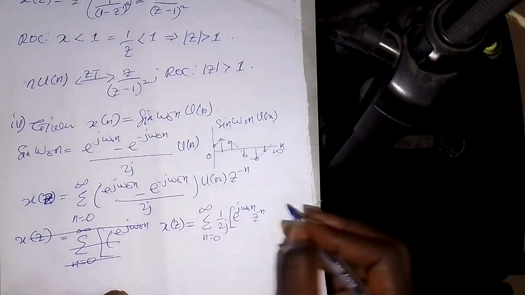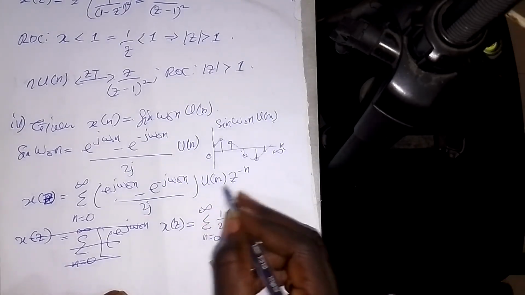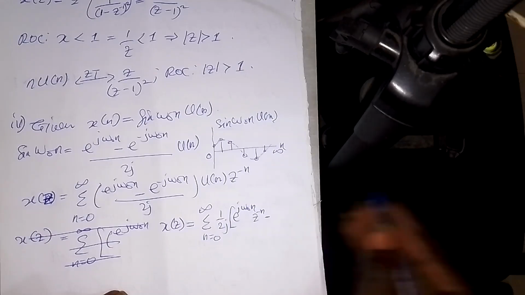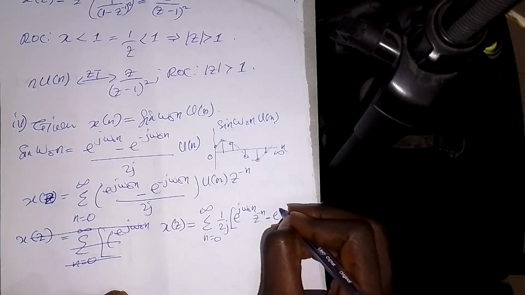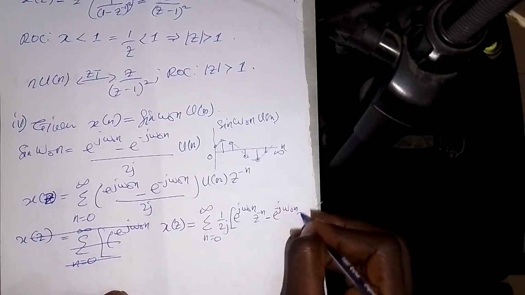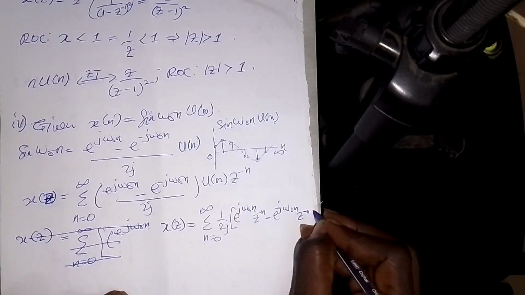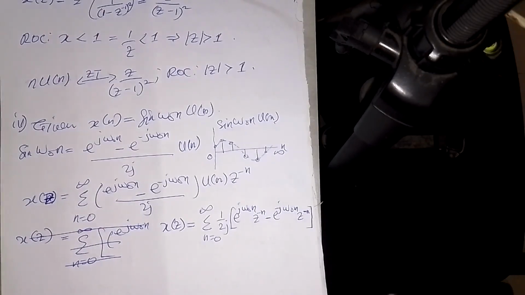u(n) is 1, so the unit step signal I can ignore. Minus the second part, which is e^{-jω₀n} into z^{-n}. So this is what you can have.